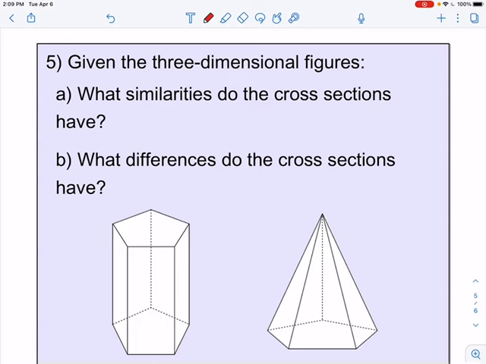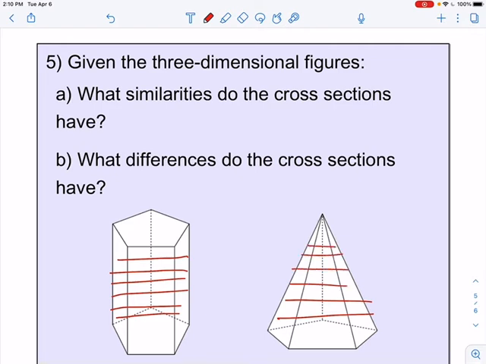Okay, for 5, we're given the three-dimensional figures. Let's talk about what similarities the cross sections have and what differences the cross sections have. So again, we're going to imagine taking a knife and making slices through that figure, parallel to the base. Again, very hard to conceptualize this in 2D space. So same thing here. We're just going to take slices of this and go up and up and up.